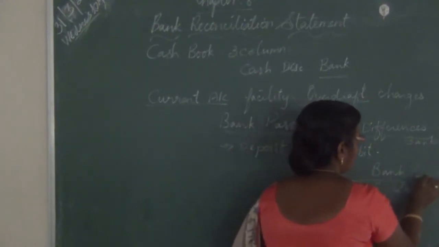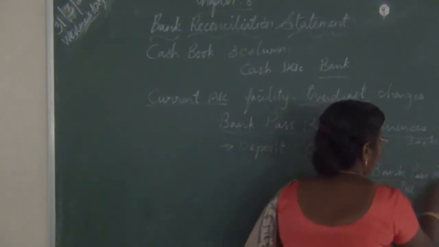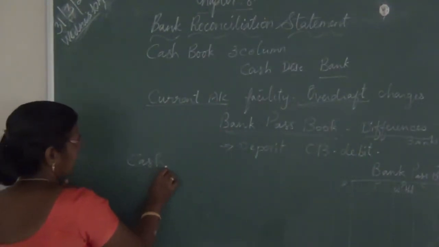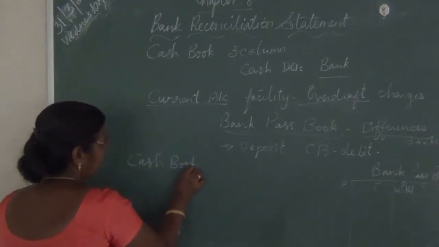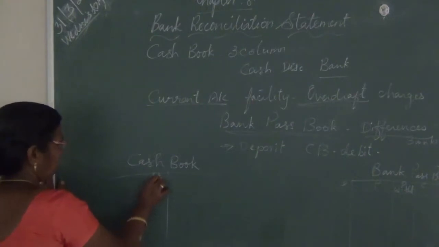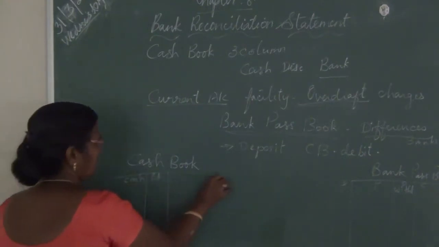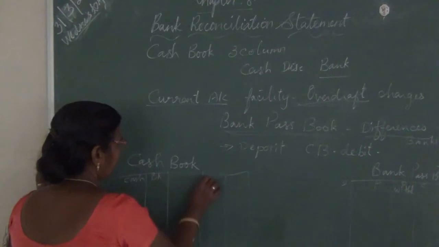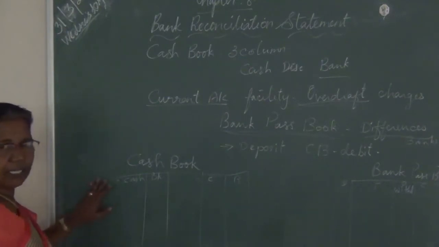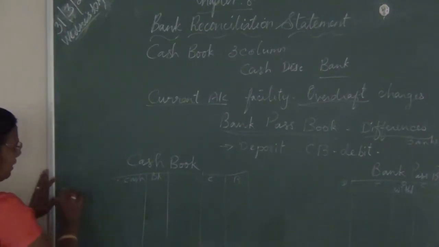This is the bank passbook. And in the cash book, where will we enter? When we deposit, here bank column, cash column, here also cash column, bank column, discount is there. Just imagine, when we deposit, we will write on the debit side. On the debit side only we will post it to the bank account.